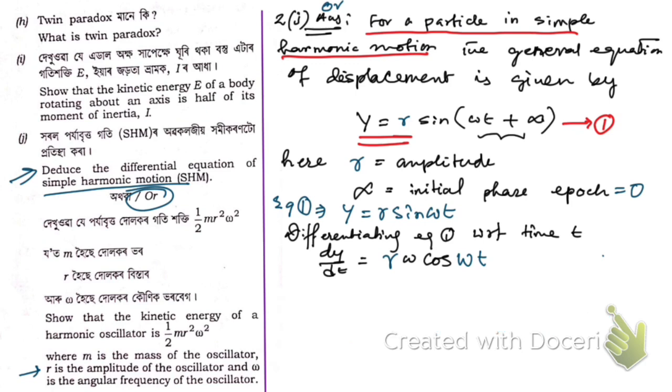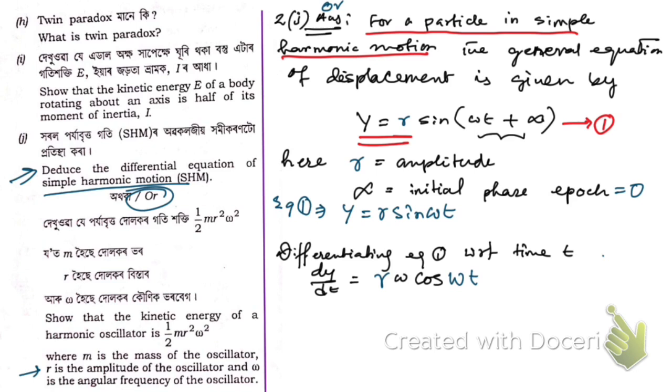Okay, just do one thing. Here you can see, just let me get more space here. Okay, so from this equation we can write that sine omega t is equal to y by r. So this is suppose equation number 2, right?